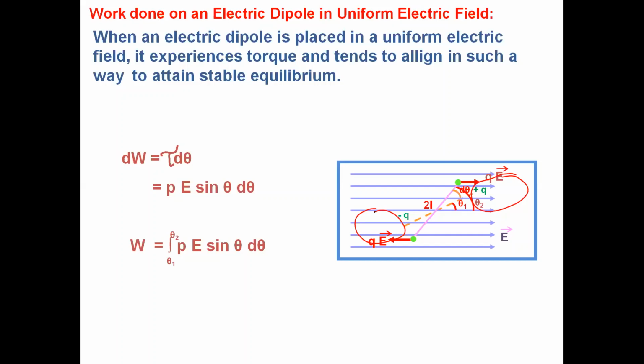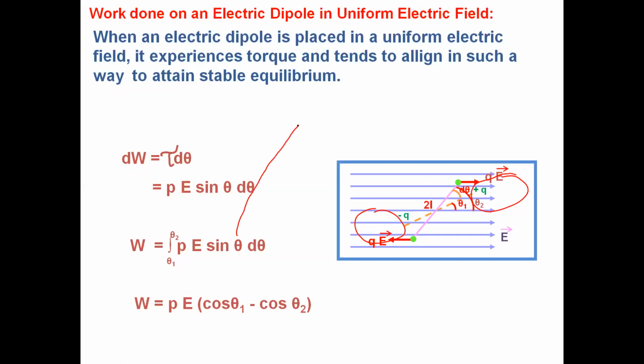That is from initial angle to the final angle: PE sine theta d theta. P stands for dipole moment, E stands for electric field. Both of them are constants here. We can take them outside the integration, right? So it becomes PE into integral of sine theta d theta.